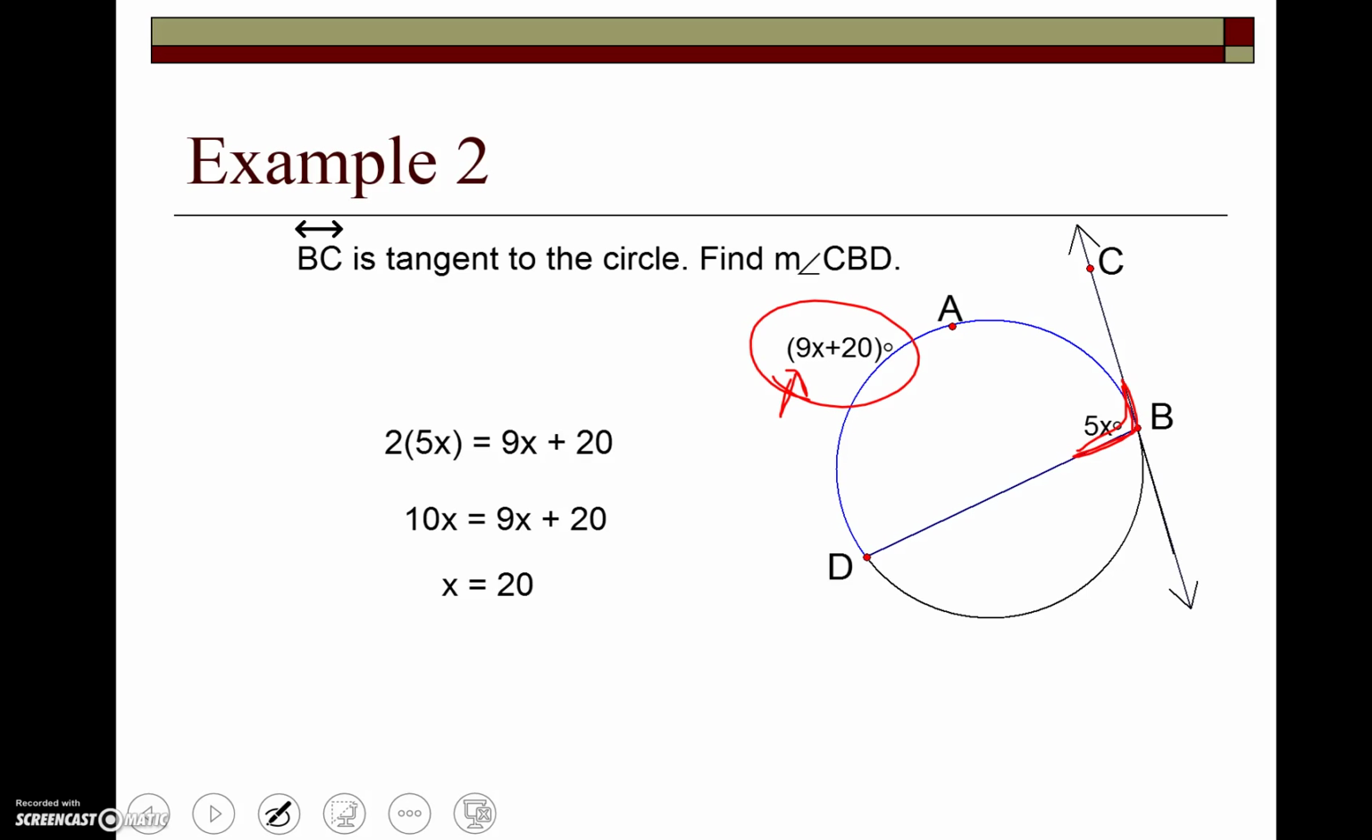In this actual problem, I wanted to know what the measure of angle CBD is, or this angle right here, so I'm going to take that x and substitute it back in. So angle CBD is found by doing 5 times 20 for a total of 100.